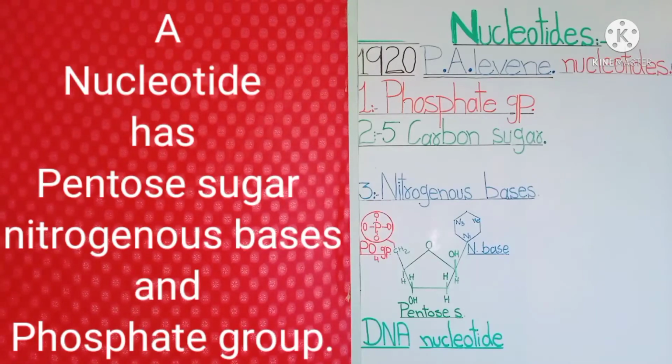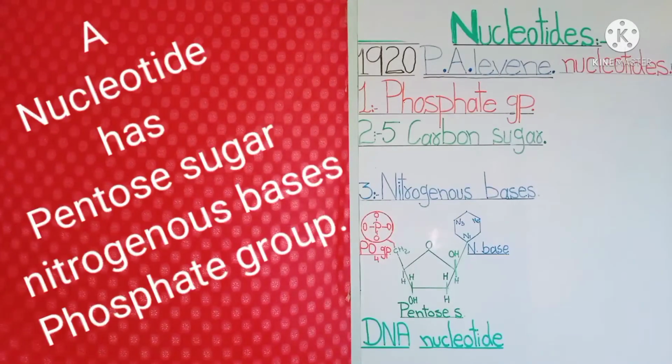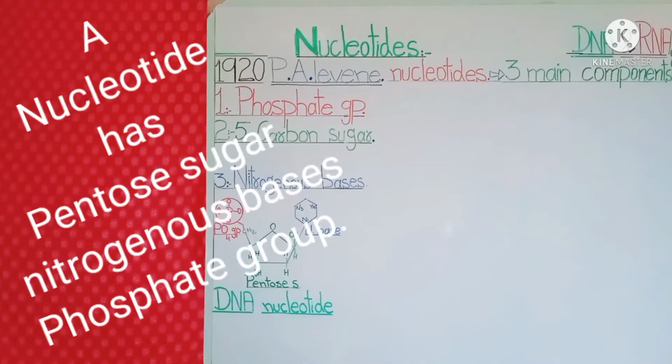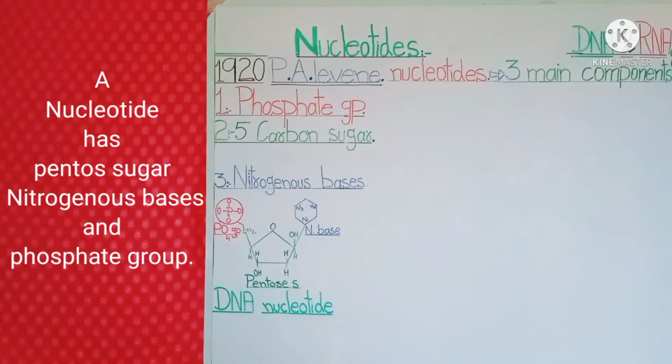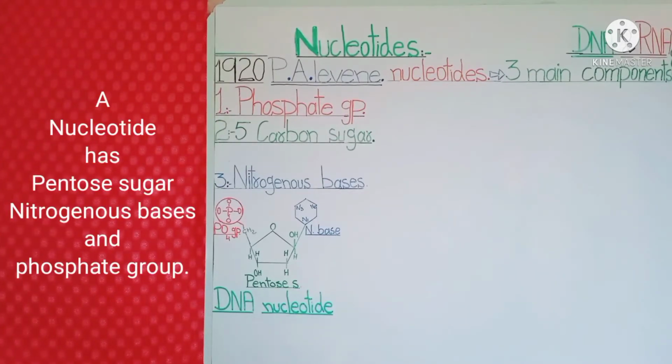Nucleotides are basically living units which are synthesized by three main components: a phosphate group, a 5 carbon sugar, and the third component, nitrogenous bases. The second component, the 5 carbon sugar, is also known as pentose sugar.